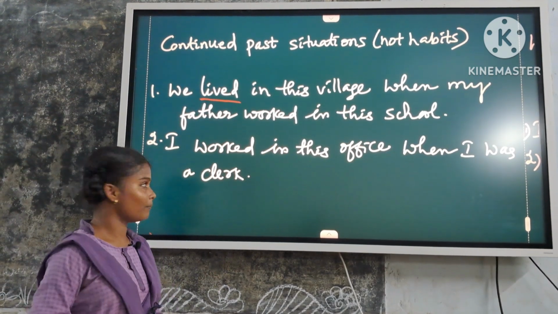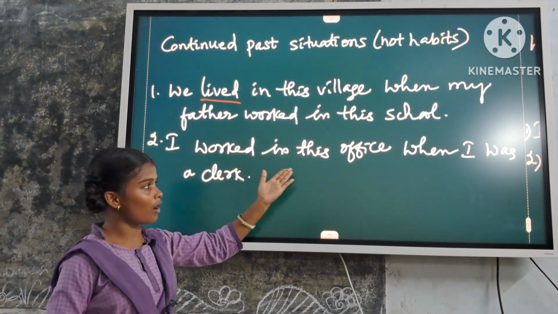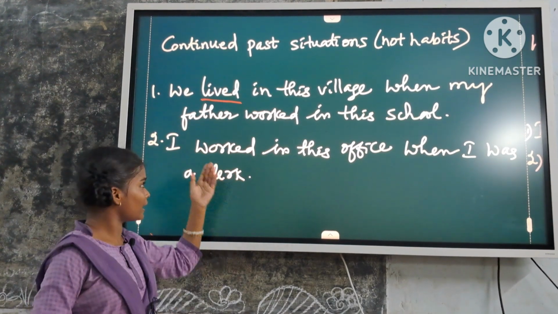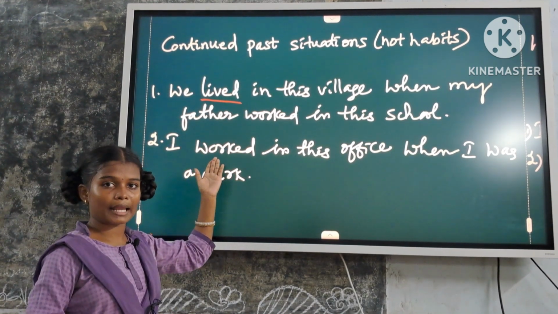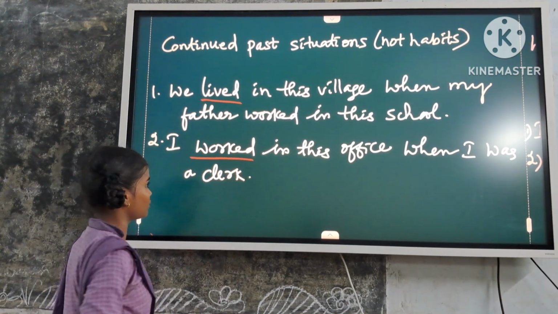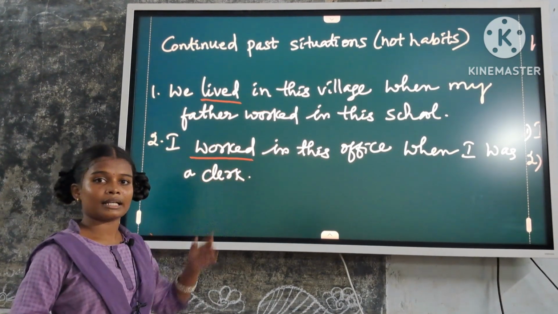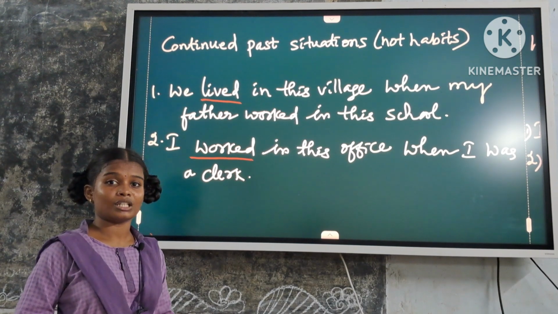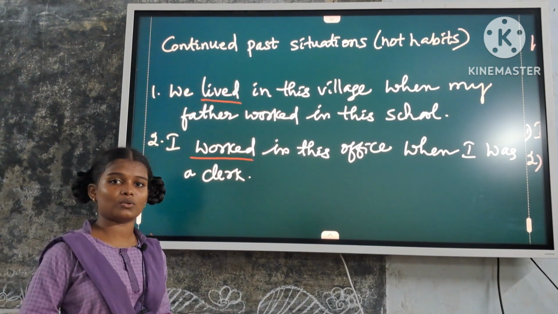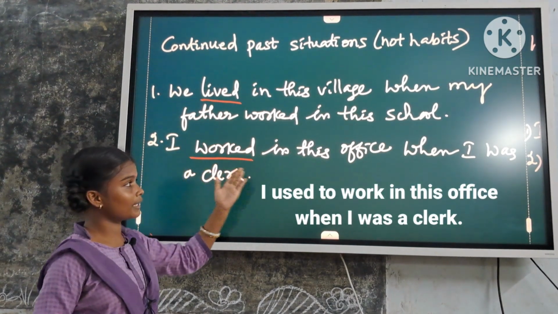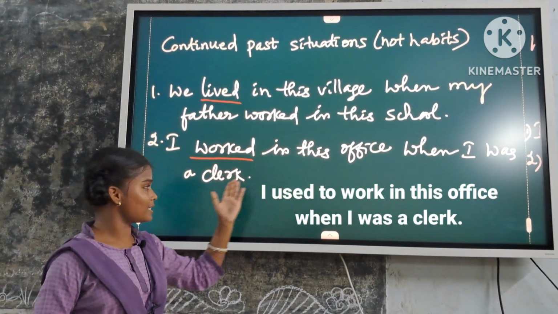Second example, I worked in this office when I was a clerk. Here worked is the verb in the main clause. It shows continued past situation but not habit, so we can use only used to. So answer is, I used to work in this office when I was a clerk.